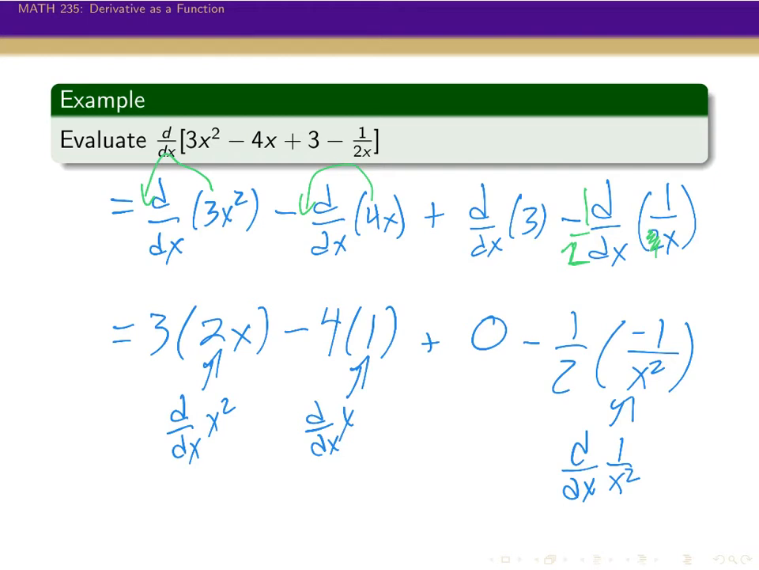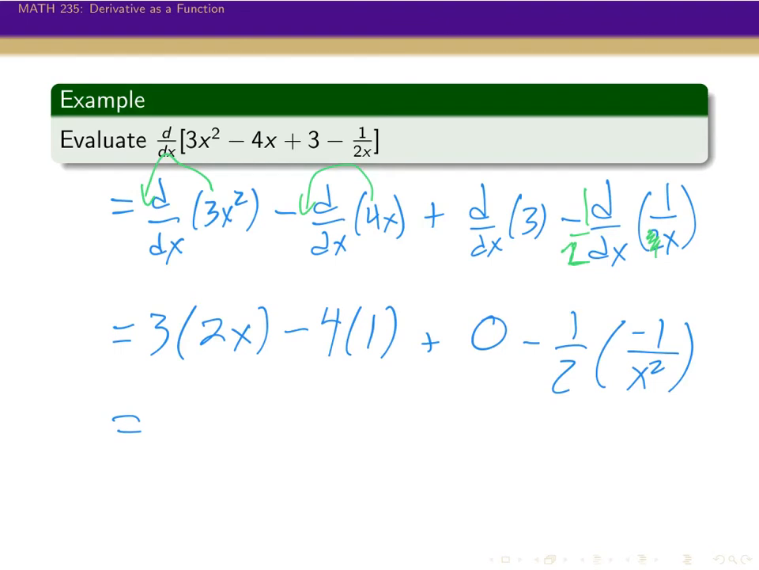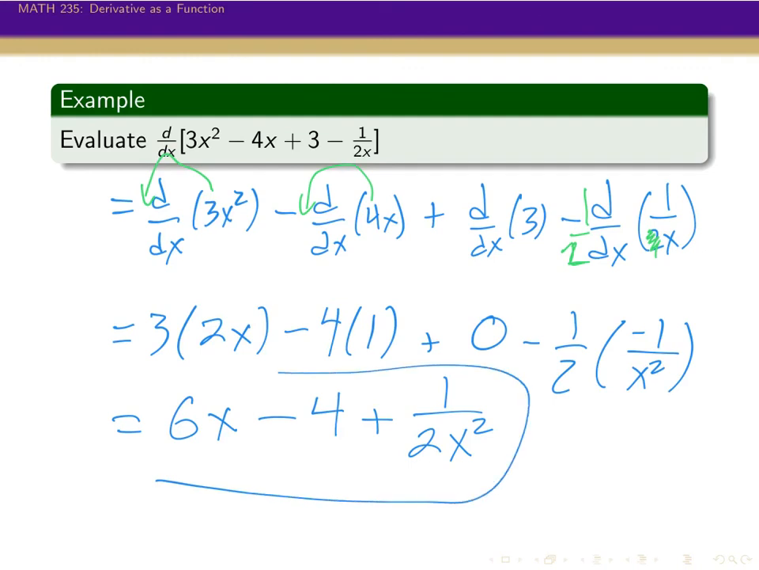And then let's clean this up. 3 times 2x gives me 6x, minus 4, and then minus 1/2 times minus 1 over x squared is going to give me plus 1 over 2x squared. And there's our derivative, there's our final answer. And you can see that's just as normal of a function as what we started off with.